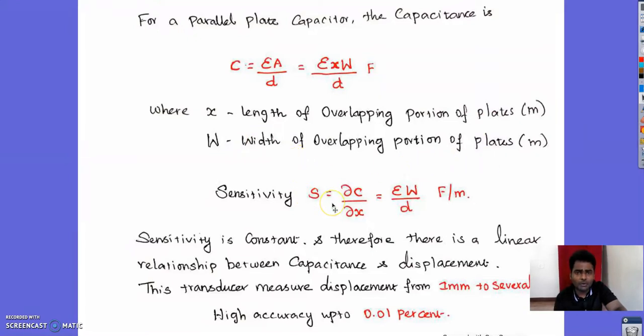And sensitivity, we have already studied in the previous unit, is equal to the change in capacitance with respect to the change in distance, which is equal to epsilon into W, that is, the width of the overlapping portion, divided by distance, and its unit is farad per meter. The sensitivity will be constant, therefore it gives a linear relationship between the capacitance and displacement. We have already seen the graph for it. And this transducer will measure displacement from 1 millimeter to several centimeters, and accuracy will be up to 0.01%.